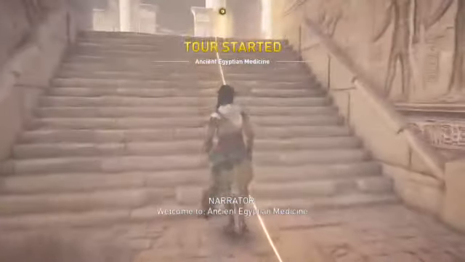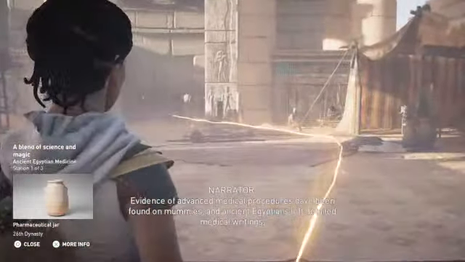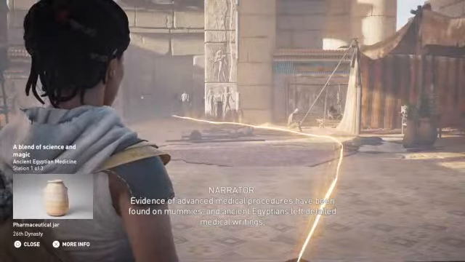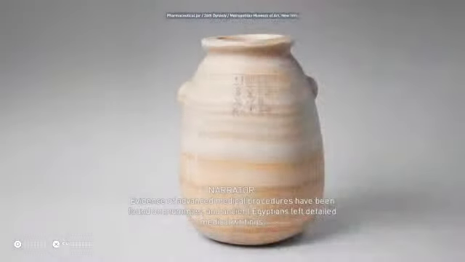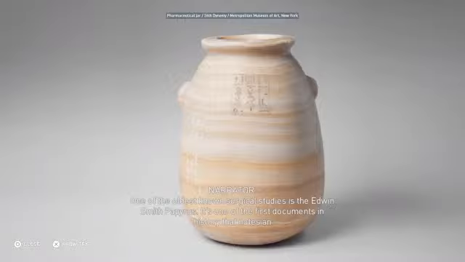Welcome to Ancient Egyptian Medicine. Evidence of advanced medical procedures has been found on mummies, and ancient Egyptians left detailed medical writings from diagnosis to follow-up treatment. One of the oldest known surgical studies is the Edwin Smith Papyrus. It's one of the first documents in history that notes an association between the integrity of the brain and cognitive functions, including cases of ocular complications and paralysis following head trauma.